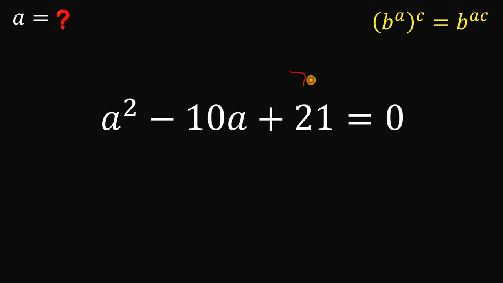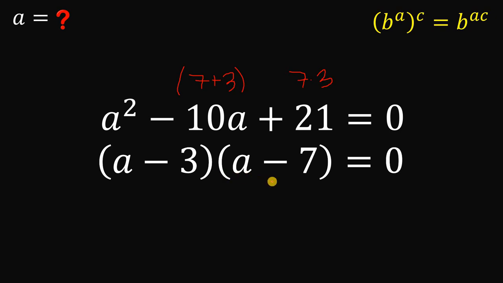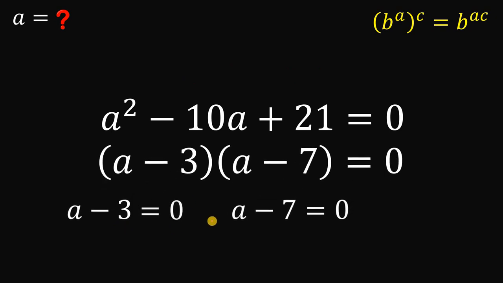Now 21, we can see that this is just 7 times 3, and 10 is just 7 plus 3. So we can factor this equation as follows. We have a minus 3 multiplied by a minus 7. Now, using the zero product property, since it is equal to 0, we can say that at least one of them must be equal to 0. Therefore, a minus 3 equals 0, or a minus 7 must be equal to 0.